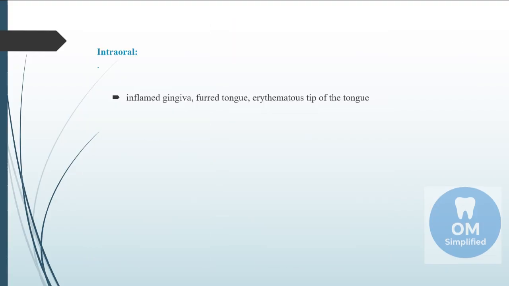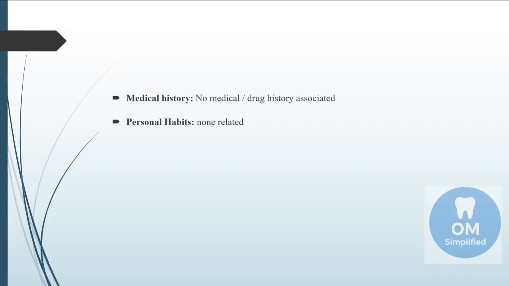So intraoral examination showed inflamed gingiva, a furred tongue, and redness of the tip of the tongue. The furred tongue was because it was painful for him to open the mouth, so he would not clean his mouth properly. The gingiva was swollen and erythematous, and this is why this condition is called herpetic gingivostomatitis.